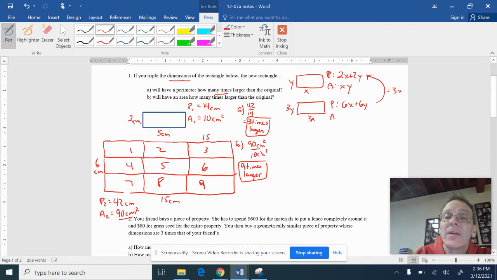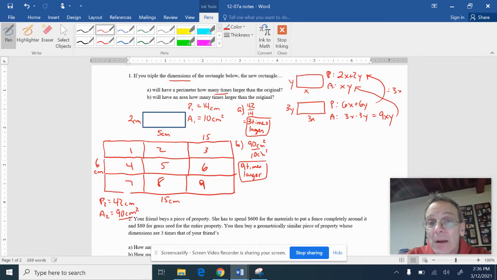How about the new area? What's 3x times 3y? It's not 3xy, right? 3 times 3 is 9, and x times y is xy. Well, how does that compare to the original area? It's 9 times the original area. And isn't that an even faster way of doing this problem?